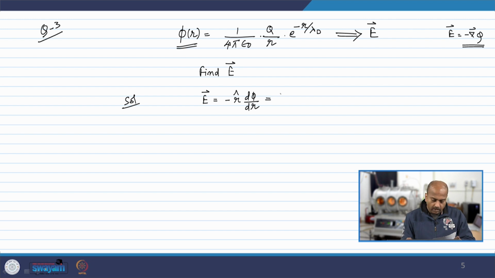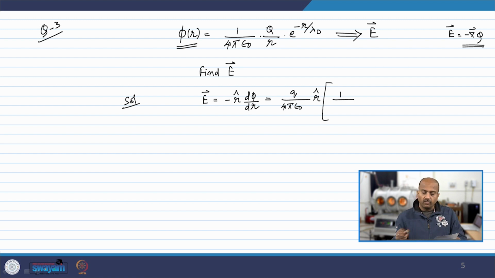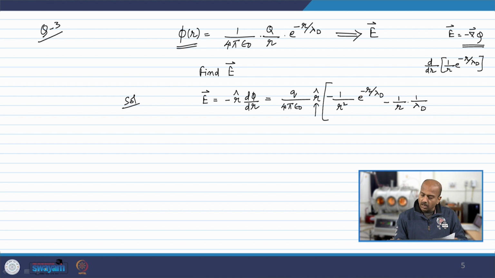So, we can write it using all of this potential inside the bracket. We can bring out q by 4 pi epsilon naught, r cap times, when we apply differentiation on 1 by r into e to the power of minus r by lambda d. So, it is d by dr of 1 by r e to the power of minus r by lambda d. The direction is already given, r cap. So, this is uv, d by dr of uv, udv plus vdu. So, that is what I am going to write here: minus 1 by r square e to the power of minus r by lambda d, minus 1 by r into 1 by lambda d e to the power of minus r by lambda d.